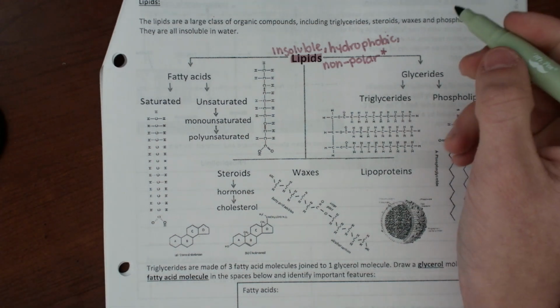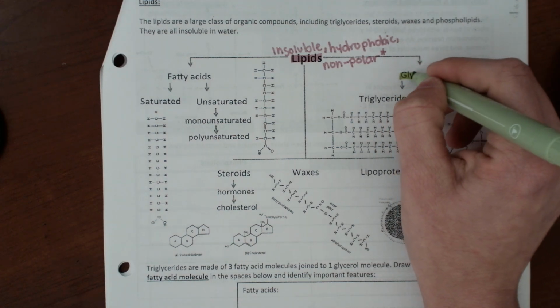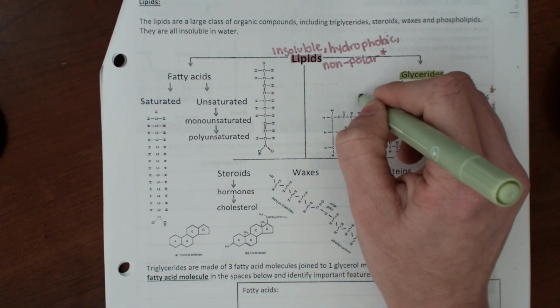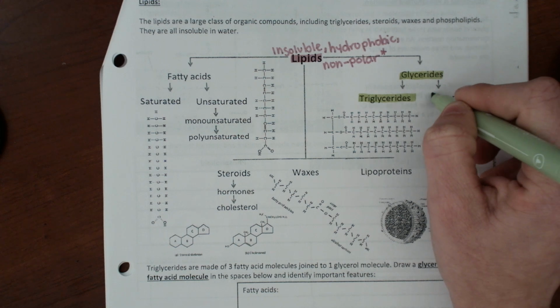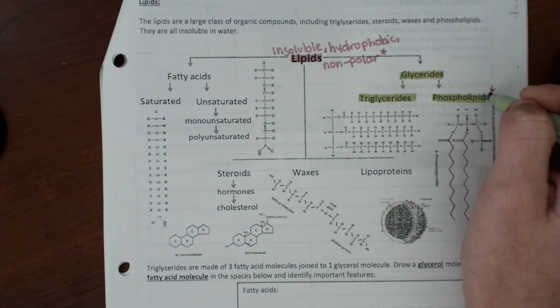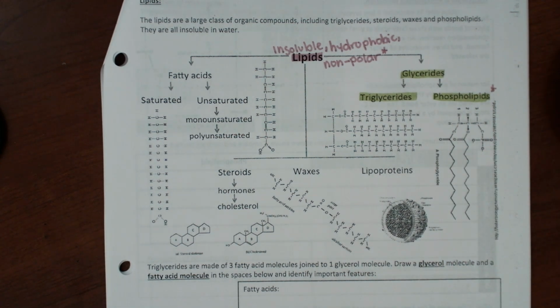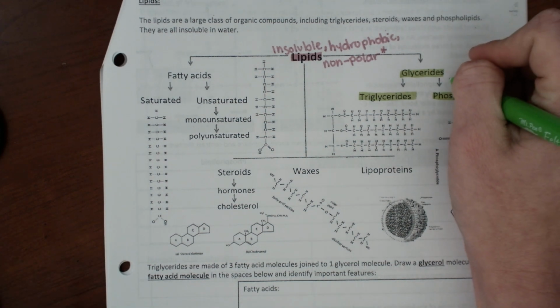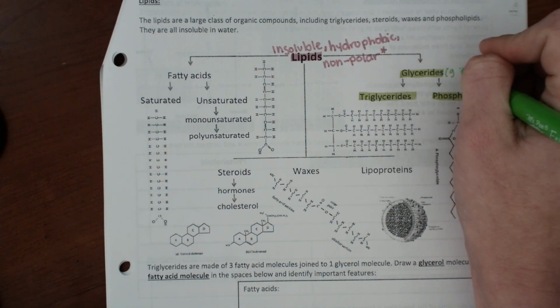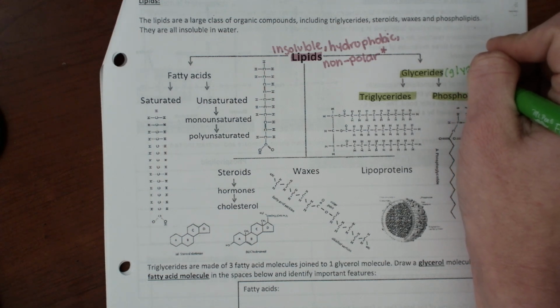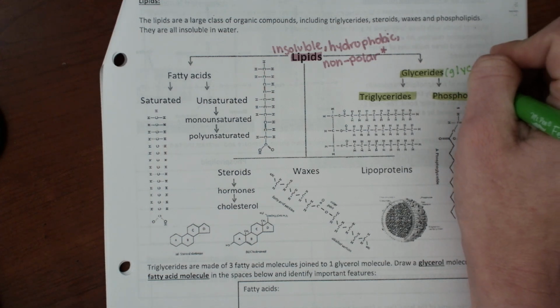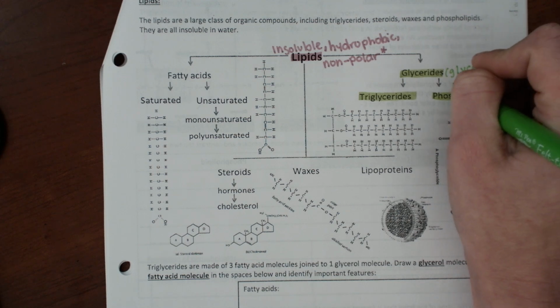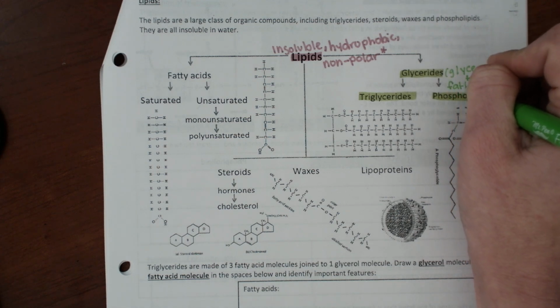And then we have our glyceride subgroup, which has our triglycerides and our phospholipids. What sets these guys apart is that all of them are a glycerol and then a certain number of fatty acids. Glycerol plus fatty acids.